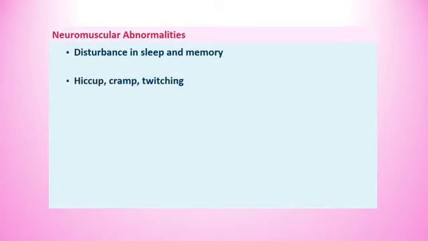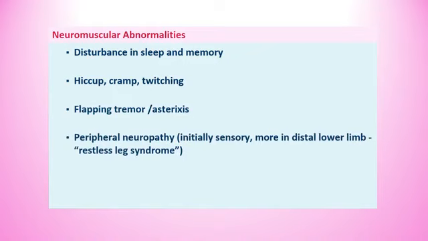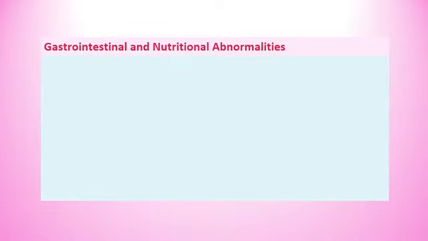Now come to the neuromuscular abnormalities. Disturbance in sleep and memory. Hiccup, cramp, twitching. Cramp and twitching is very important. Flapping tremor, asterixis. Peripheral neuropathy, initially sensory, more in the distal lower limb, known as restless legs syndrome. Encephalopathy.